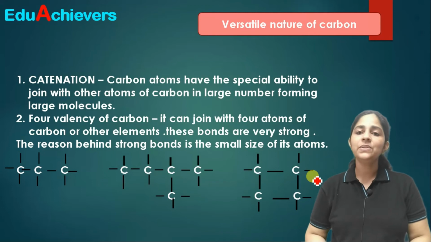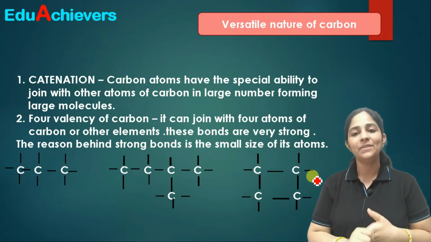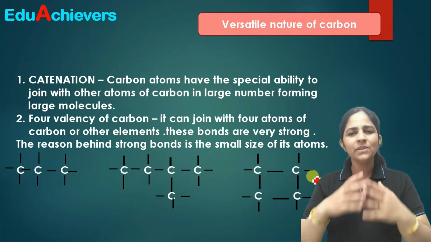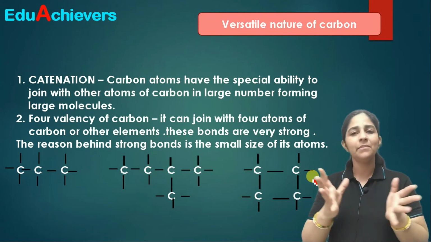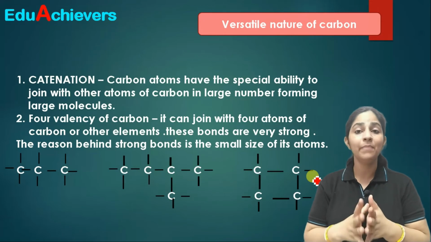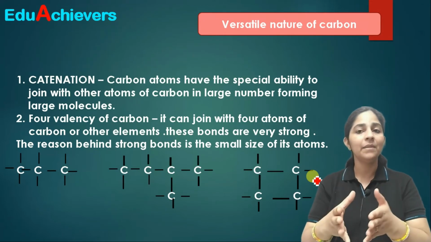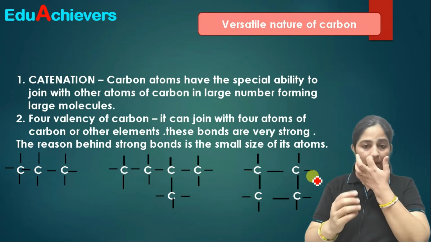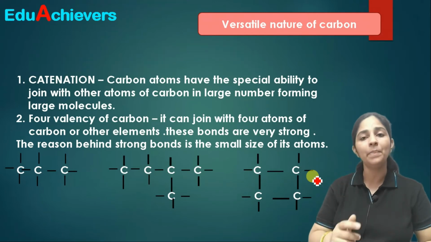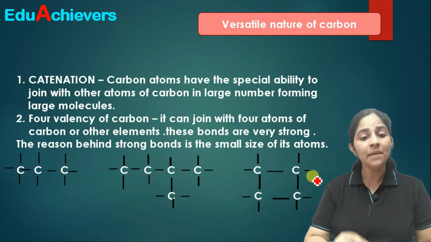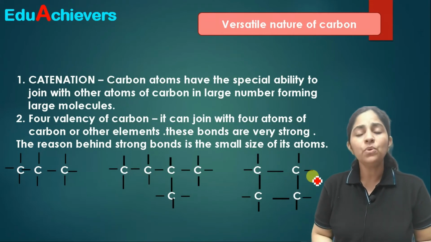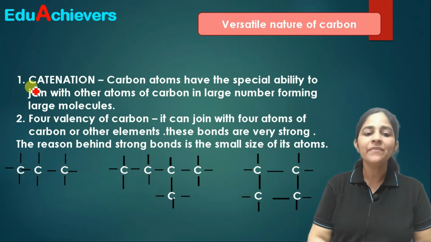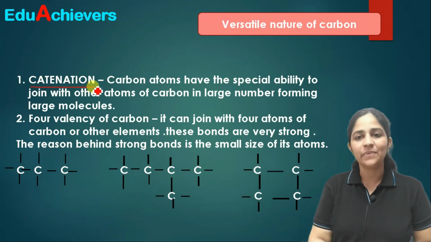Now, moving on to the versatile nature of carbon. When we talk about carbon, we have discussed that carbon forms millions of compounds. There are so many compounds which no other element makes. Carbon, along with the other elements, makes that many. So what is the special property which carbon has that enables it to form so many compounds? That property is called catenation, which we have discussed a little bit in the last video.